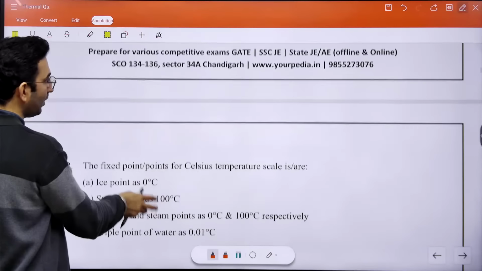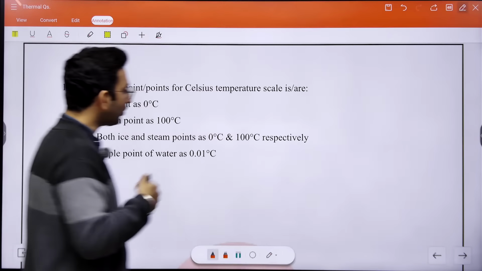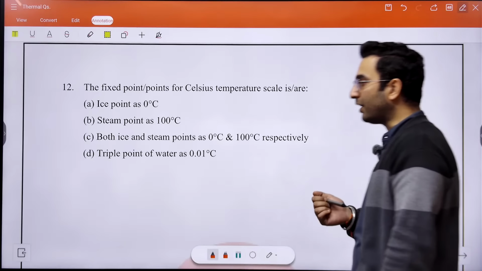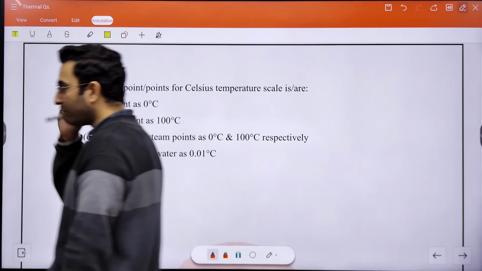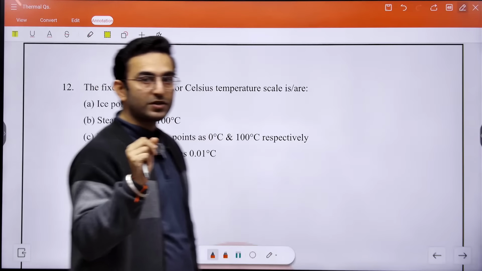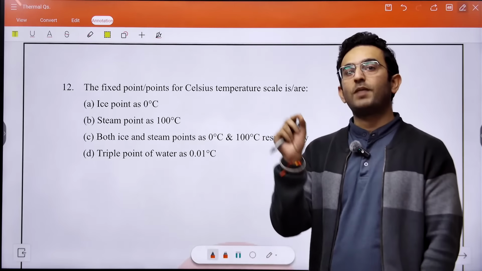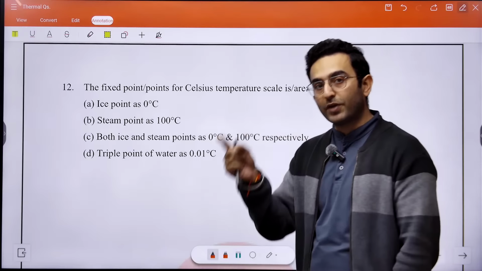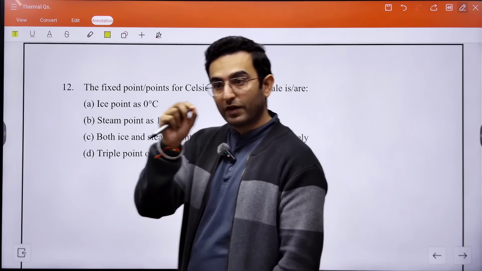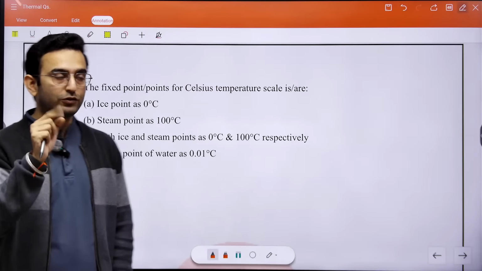Next question. The fixed point for the Celsius temperature scale is our ice point, steam point, both ice and steam point. And option number D, triple point of the water as 0.01 degree Celsius here. Now, in this case, you have to remember that whenever we are defining the temperature scale, we have two types of temperature scales here. A simple temperature scale, which is used to measure the temperature. Then we have a thermodynamic temperature scale, which is used to define the temperature, along with that, which is having a 0 Kelvin temperature also. Thermodynamic temperature scale is known as the Kelvin scale. That you have to remember.